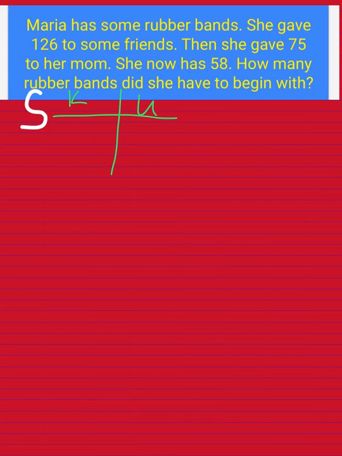Alright, so we know that she gave 126 to friends, and then another 75 to her mom. We know that her result was 58, and we don't know her start because it says how many did she have to begin with.